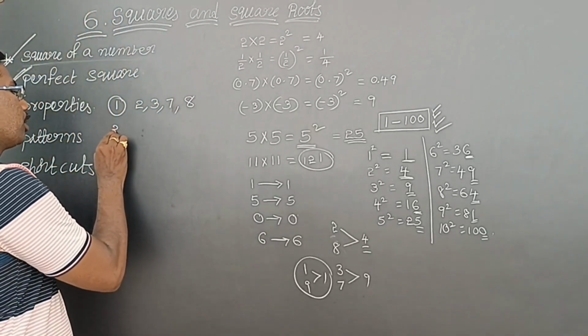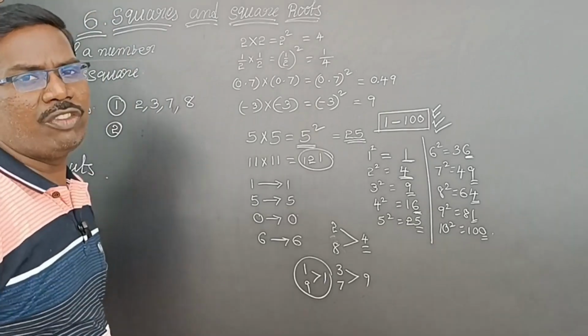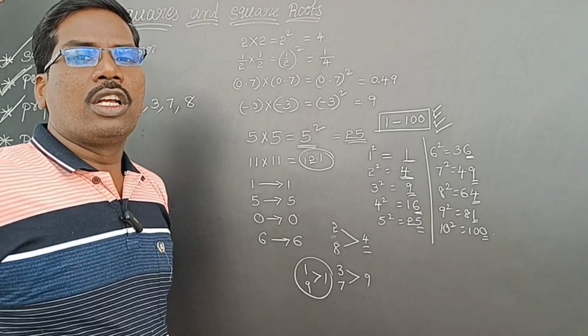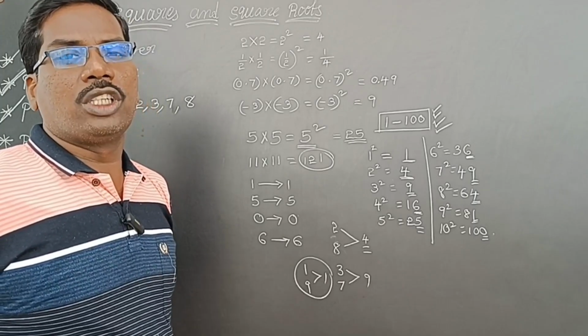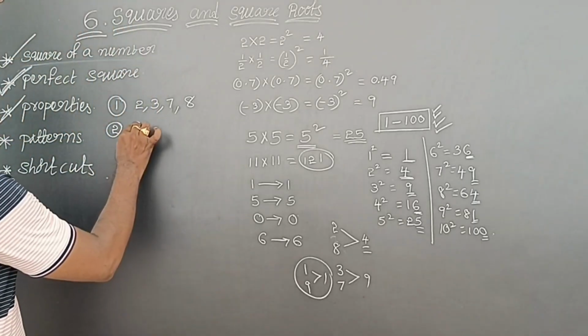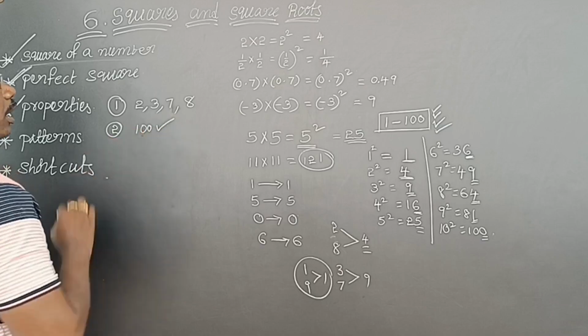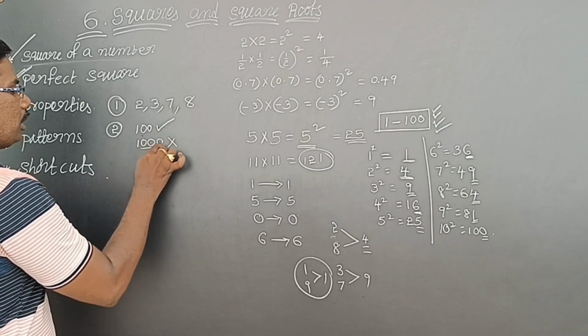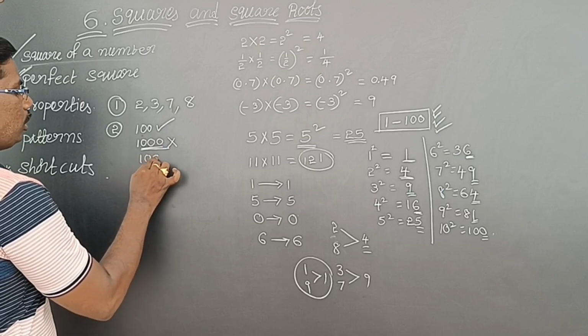And the second property: square numbers never end with an odd number of zeros. Let us see here. 100 is there because this is 10 square. 1000 is not there because it has an odd number of zeros. 10,000 is there.